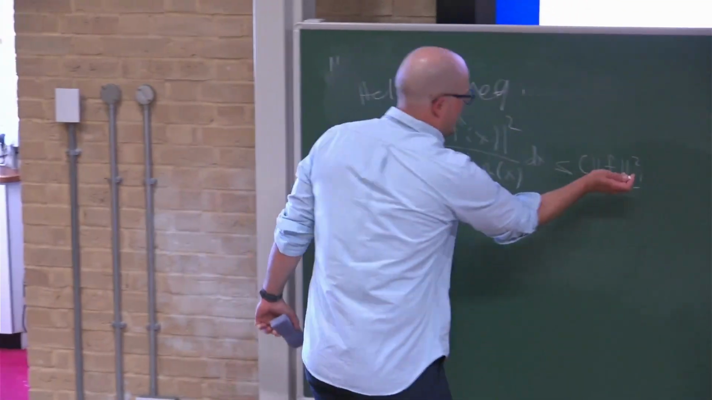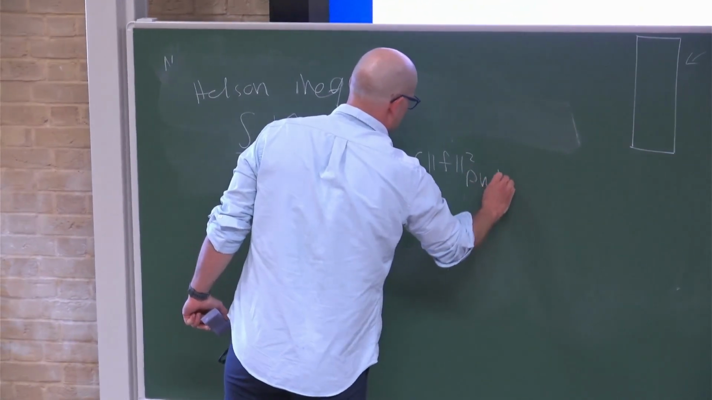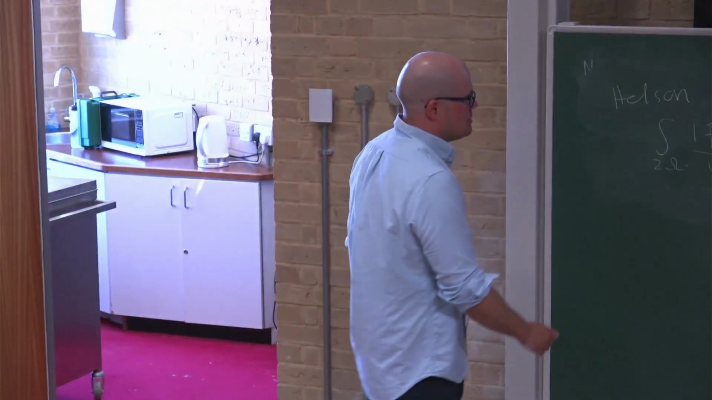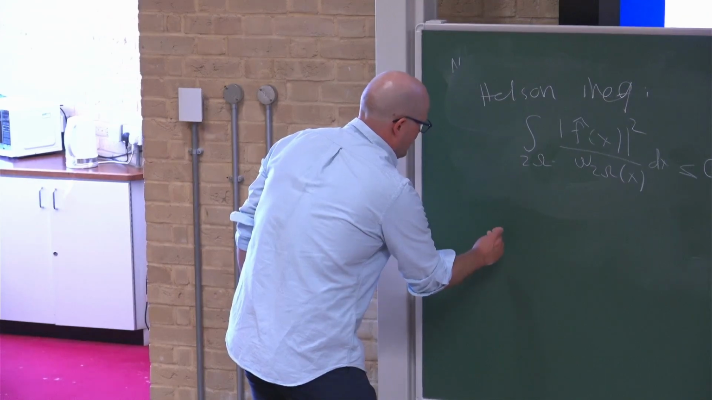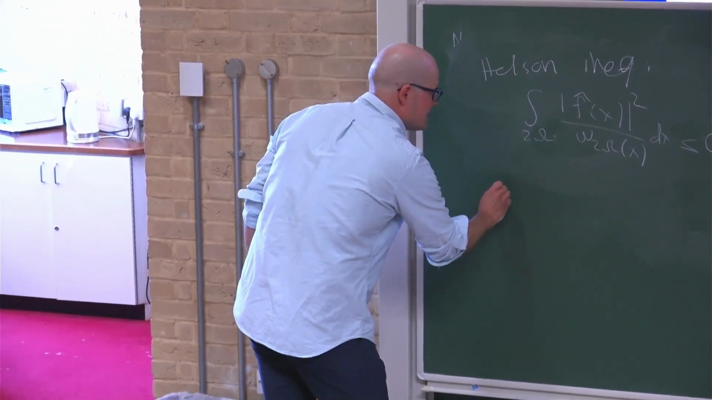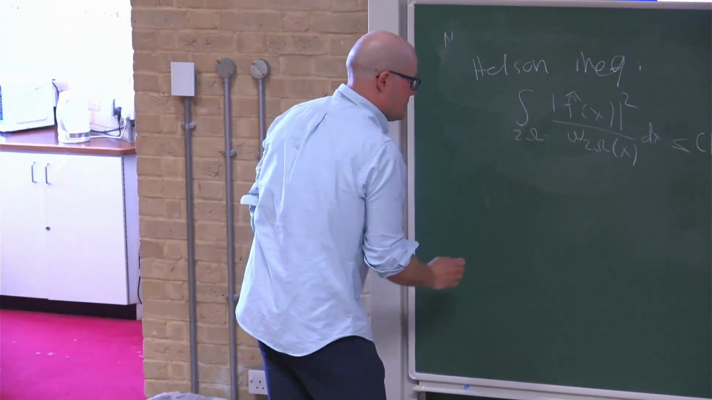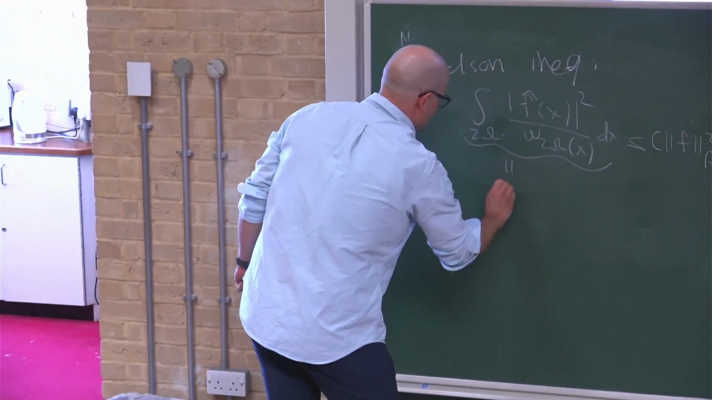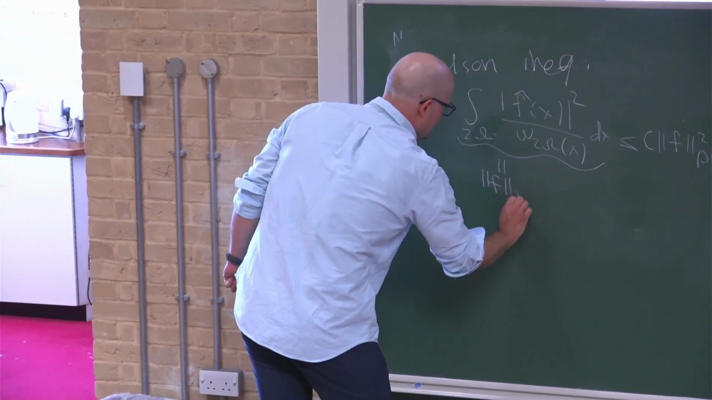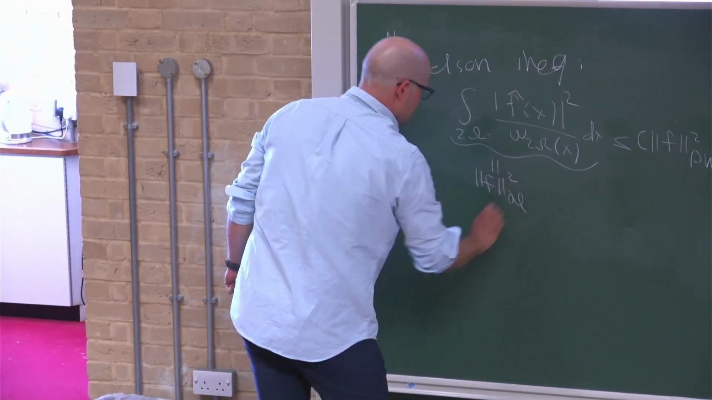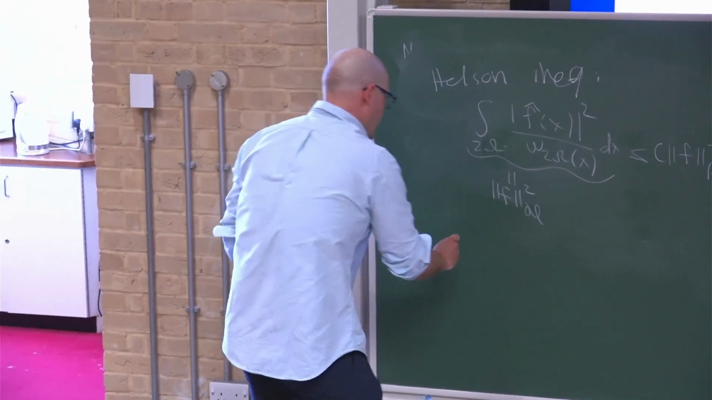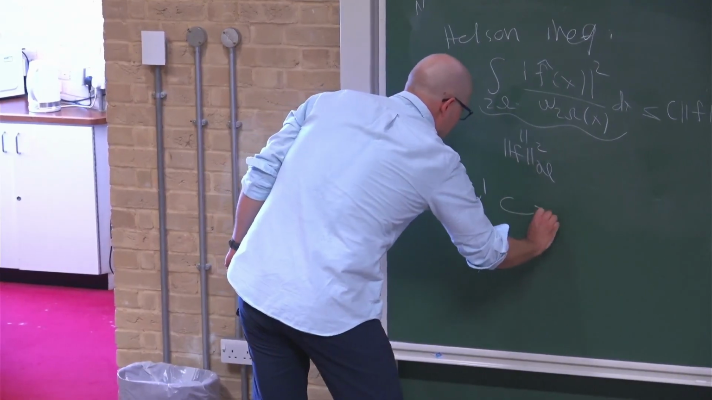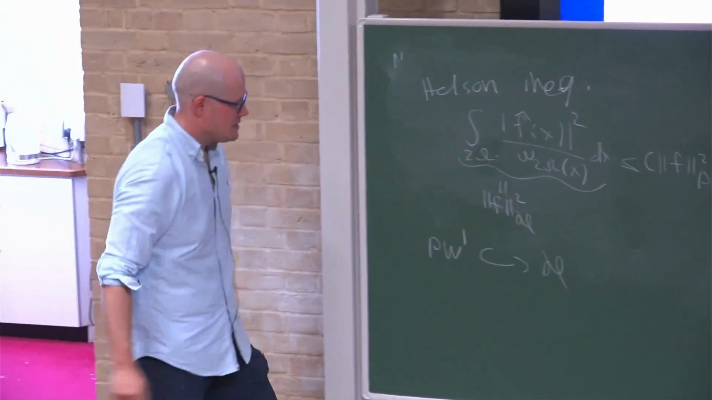And actually this is for Paley Wiener functions, right? So let's write it like this. In other words, the Helson inequality says that, if we call this a norm, then it says that PW1 is included in this Sobolev type space.